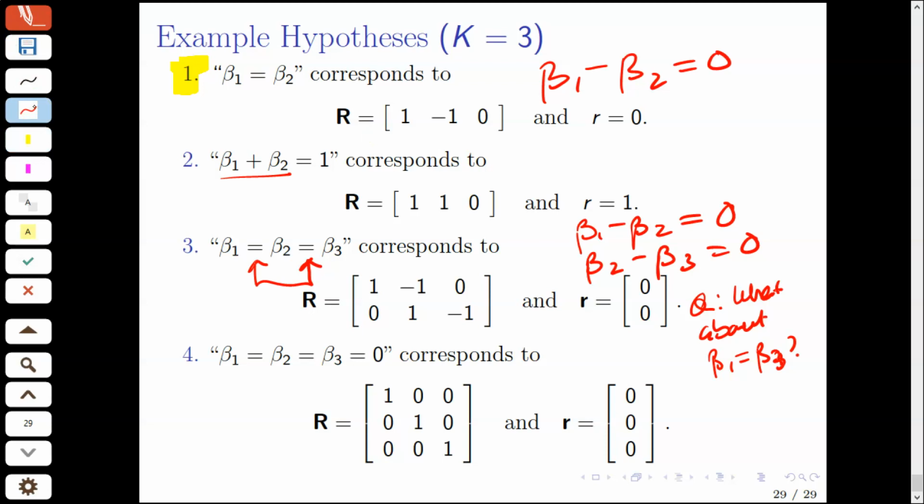All right. The last type of hypothesis that I'm going to list an example of here is that all of the coefficients, beta 1, 2, and 3, are in fact 0, which is to say that none of the variables attached to these coefficients actually matter in our model. In that case, we can just choose an R equal to the identity matrix here in 3 dimensions, and a right-hand side of a big fat 0 again, except that we have 3 zeros.